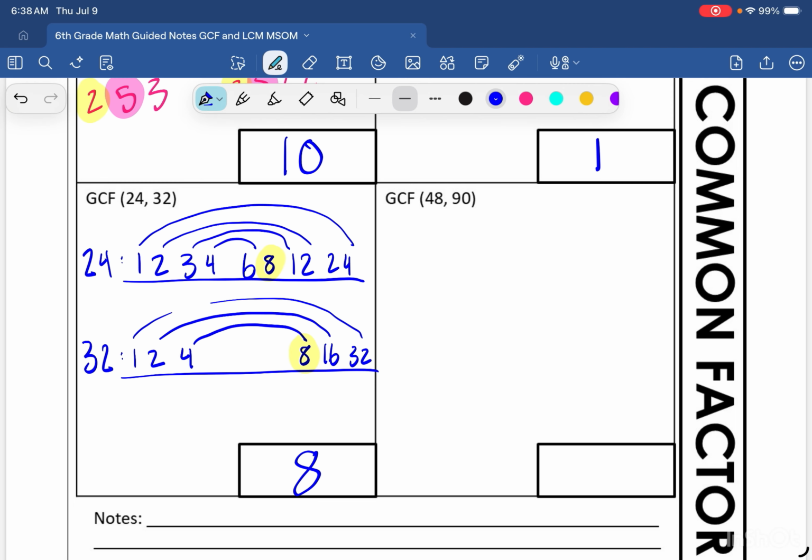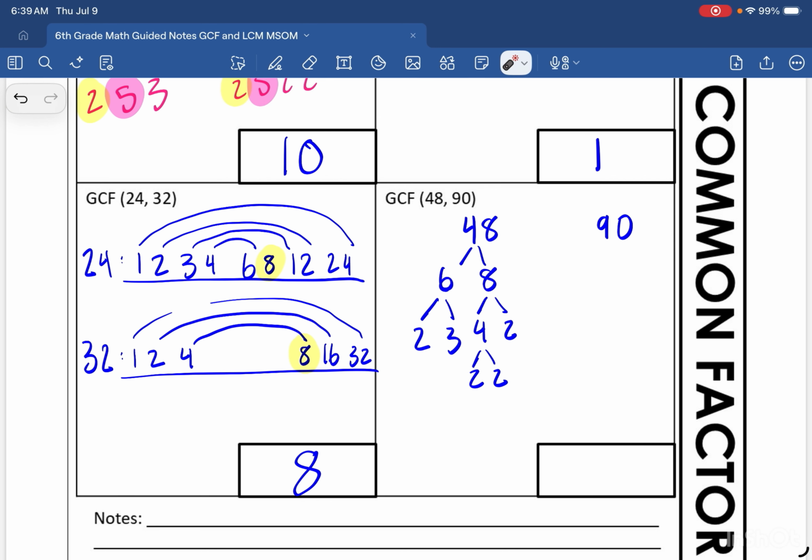The greatest common factor of 48 and 90, we'll use the tree method. So factors of 48 would be 6 and 8. Again, if you want to use different ones, that's fine. So 6 and 8. Keep going. So that's 2 and 3. Both of those are prime. 8 would be 4 and 2, and then 2 and 2. So these are my prime numbers right here: 2, 3, 2, 2, 2.